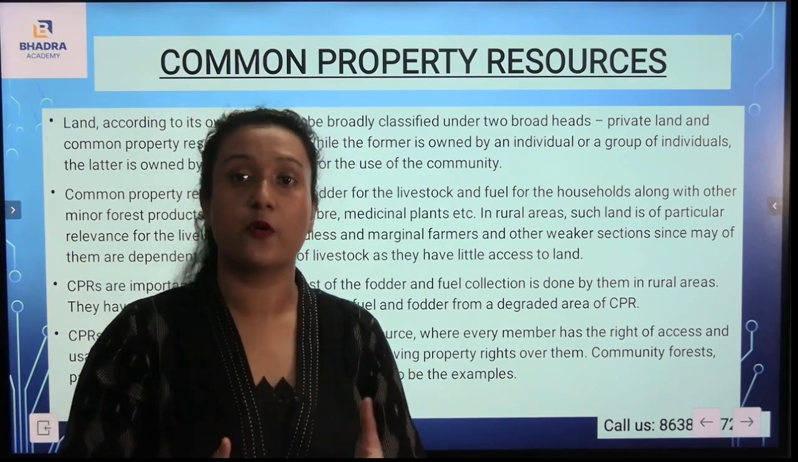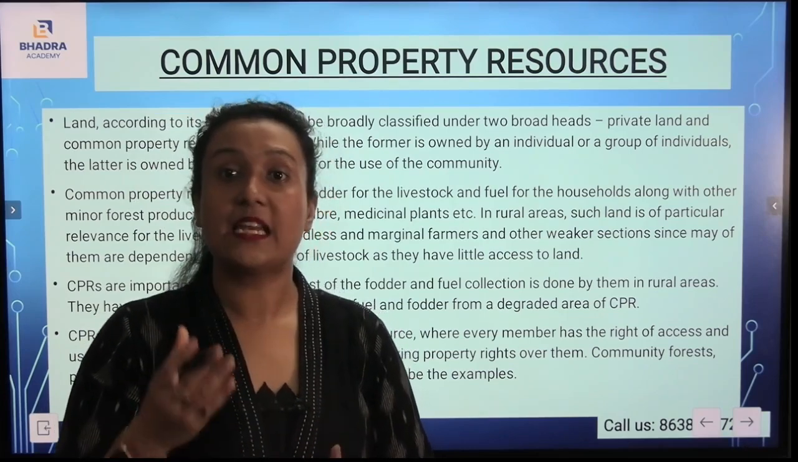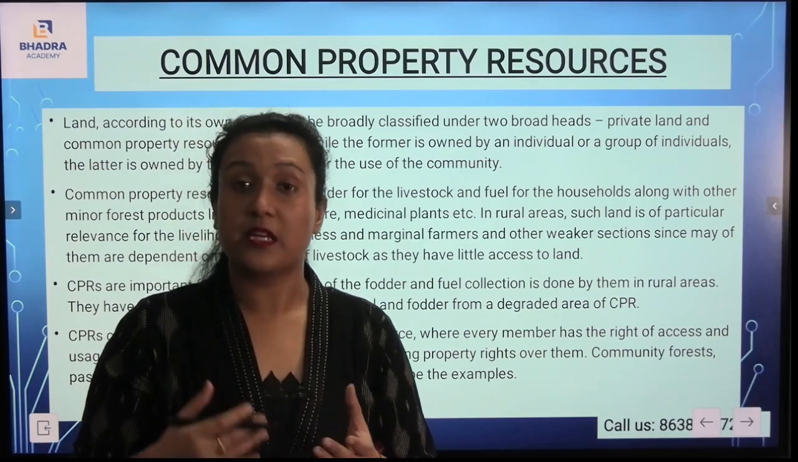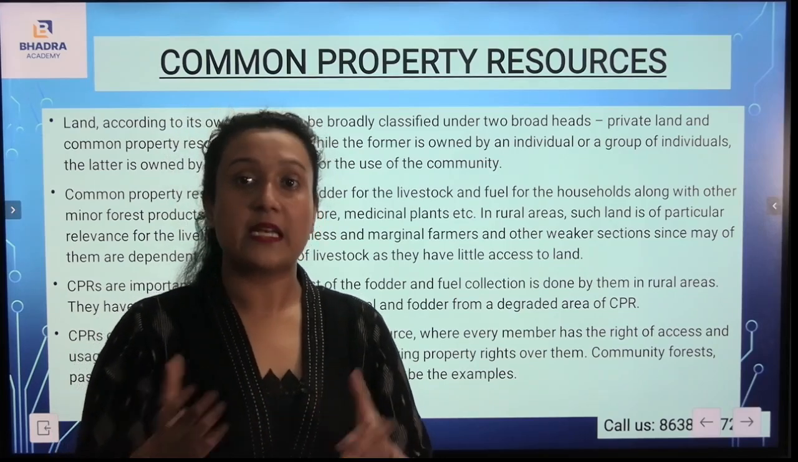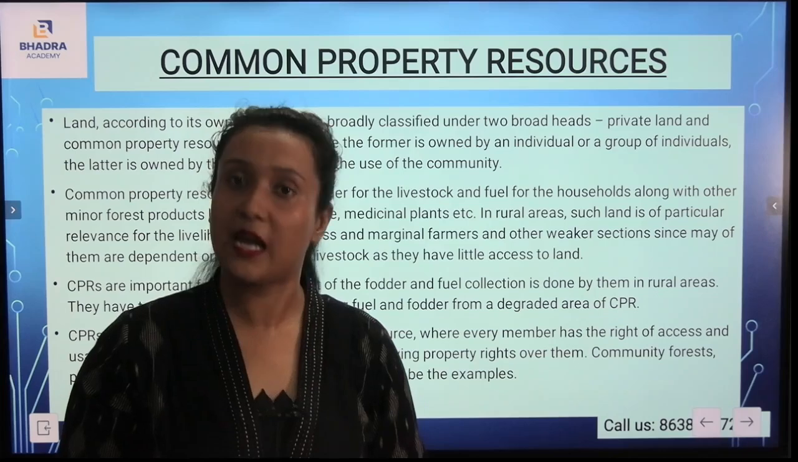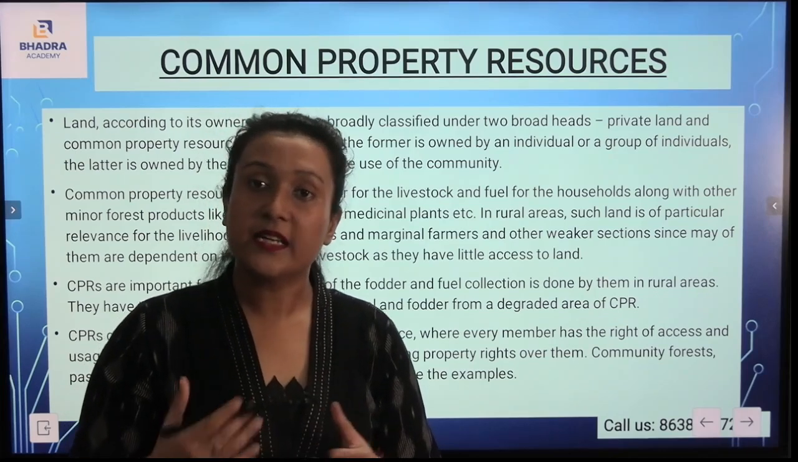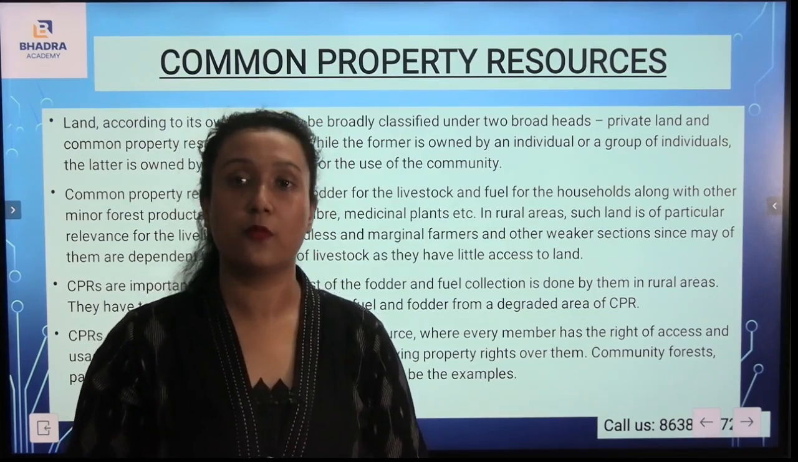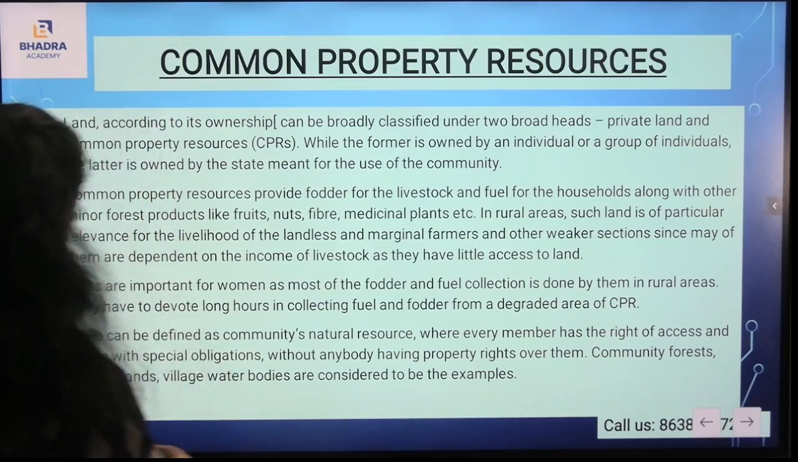Their income comes from the agricultural land first of all. And if I talk about the livestock, if the marginal farmers or the weaker sections of society have no access to the land, then they will have a meager income from the livestock itself. For the rearing of livestock also, land is required. So as a result, this is the use of the common property resources.